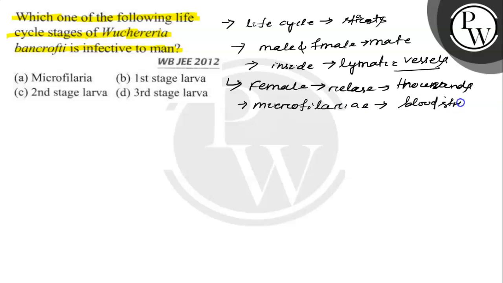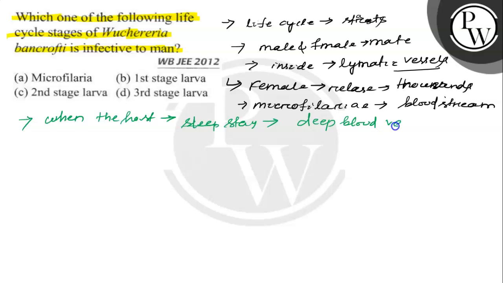into the bloodstream. When the host is awake, the microfilariae tend to stay in deep blood vessels. So they tend to sleep, or stay in deep blood vessels, and during the sleep they travel near the surface of the peripheral blood vessels. So this is the awake time, and when they sleep, during the sleep they travel near the surface of the peripheral blood vessels.